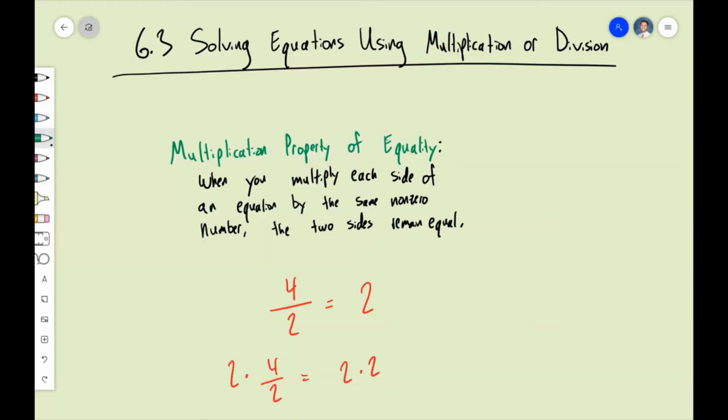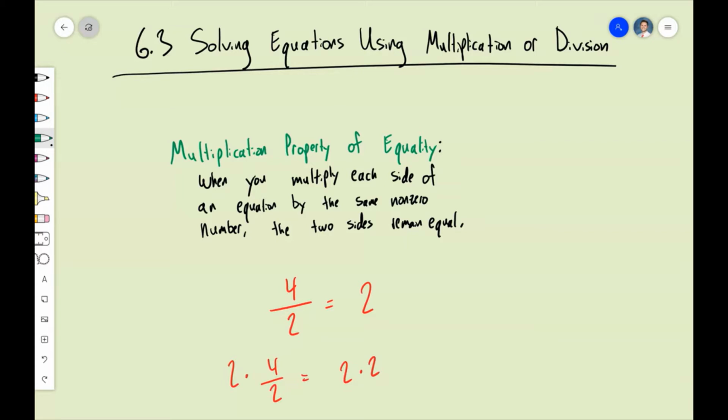In this video, we are looking at solving equations using multiplication or division. So we've got a few properties to look at first. The first one is the multiplication property of equality. When you multiply each side of an equation by the same non-zero number, so any number that's not zero, the two sides will remain equal.